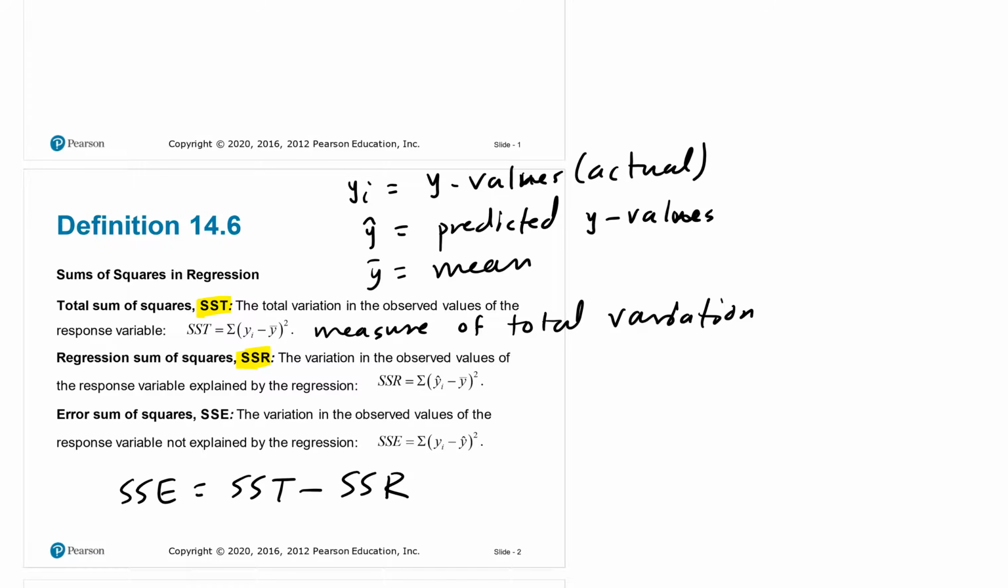The third term is called the error sum of squares. It's called error because a regression is not a perfect fit, but a best fit, so there's going to be some error. This is yi minus y hat squared, and add everything up. The relation between all of them is an identity: SSE is given by SST minus SSR, which we'll see down there in a minute.